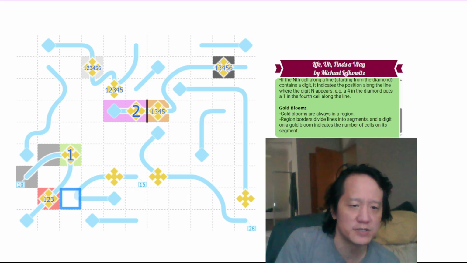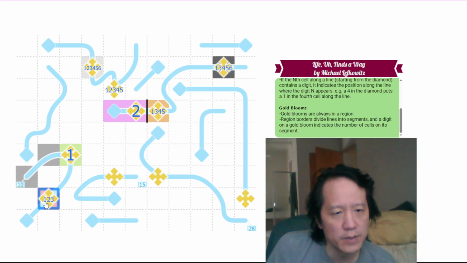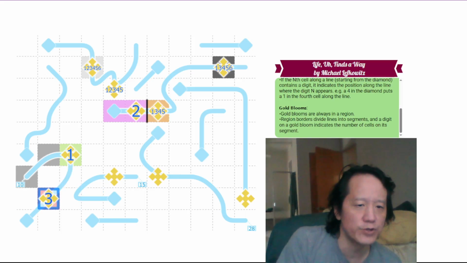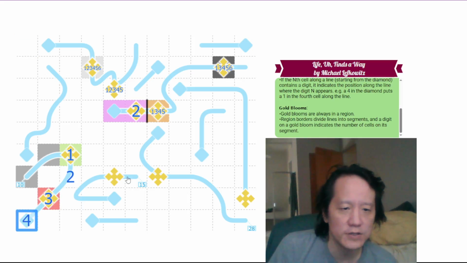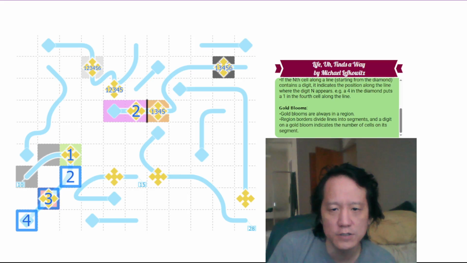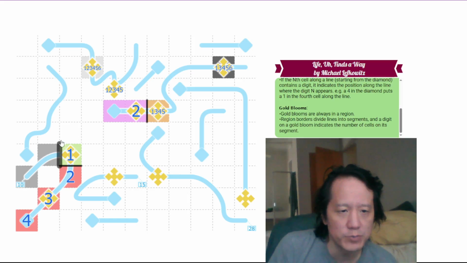So this has to be a single region. That means this must be 3 as a region. So 2 has to be in the third position. So this is 2 and this is 4. And these are all the same region. So there's a boundary here, there's a boundary here.